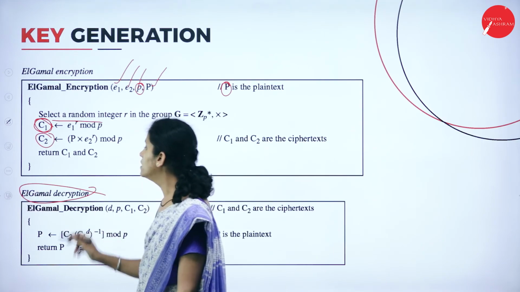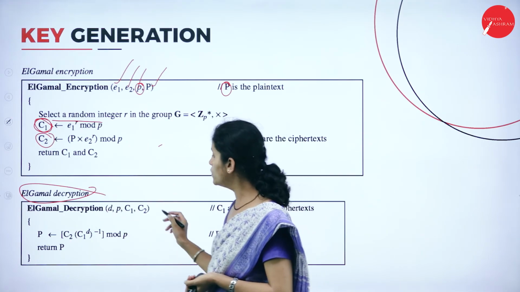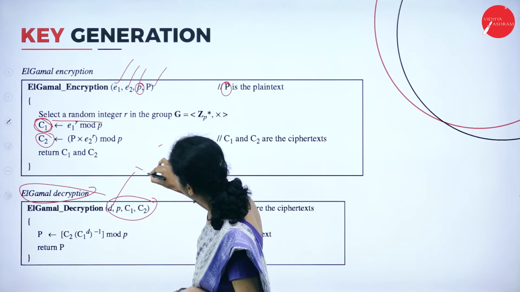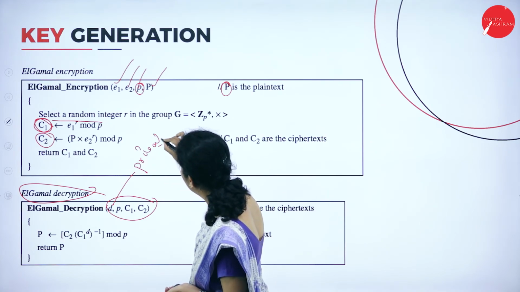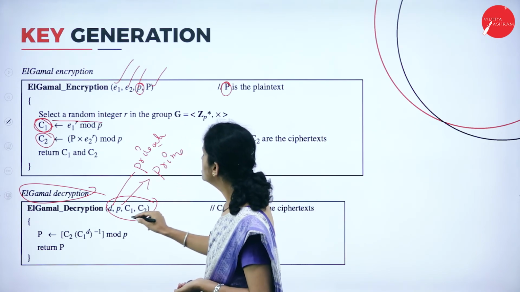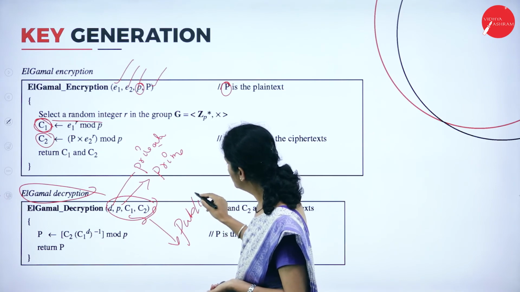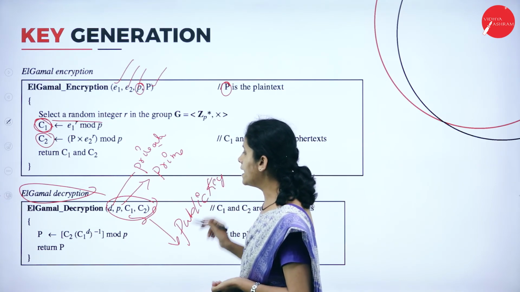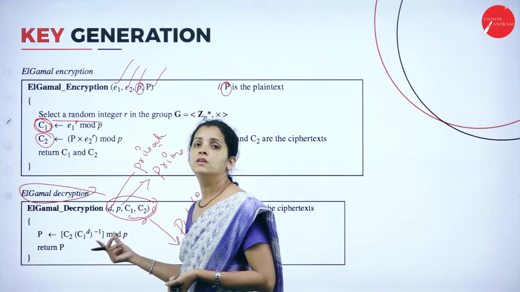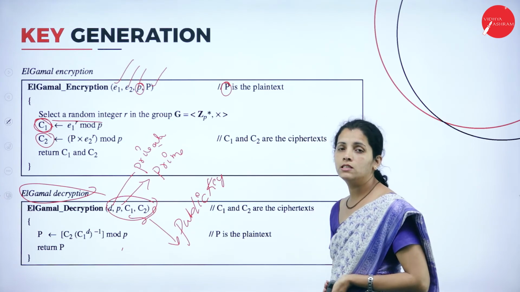Now, if I go with ELGAMAL decryption, see here the parameters of ELGAMAL decryption. So here I'm going to have 4 parameters. D is nothing but my private key, whereas P is nothing but the prime number and C1 and C2 are the ciphertexts. Then I'm going to get the plain text. That means after applying the decryption algorithm to the ciphertext, I'm going to get the plain text. This is the way the ELGAMAL crypto system is going to work.